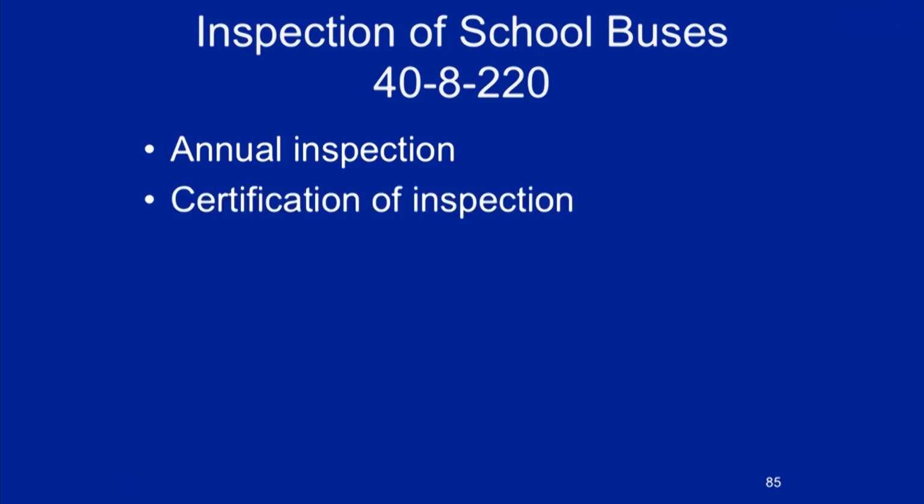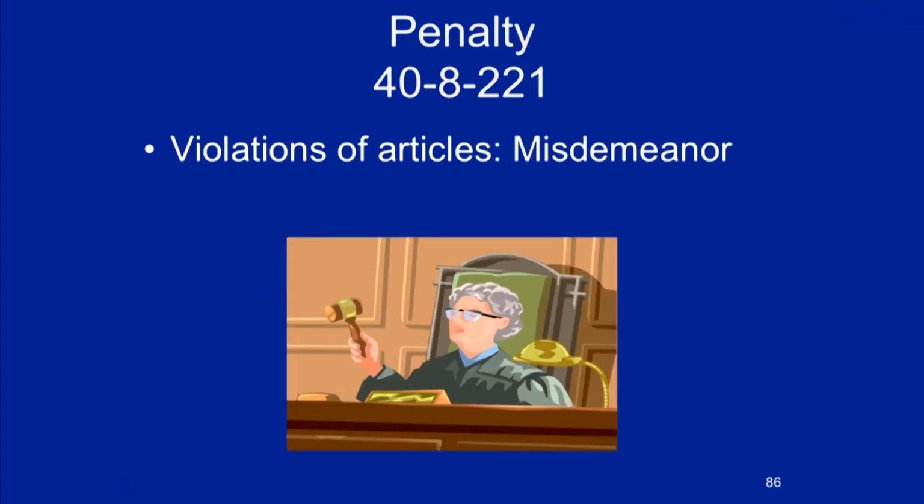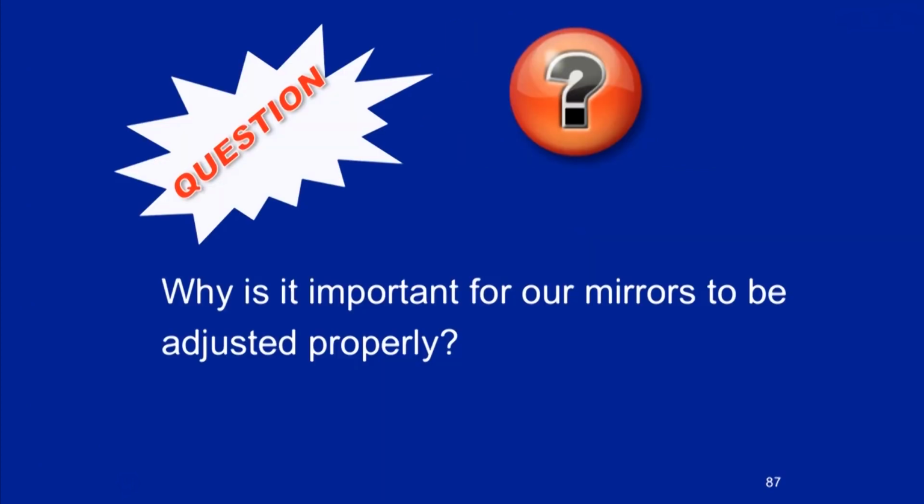When a vehicle has passed inspection, it is given a certification of the inspection. If it doesn't pass, it is taken immediately out of operation until such time that the defect is repaired or addressed, and it is then able to pass inspection. There are no school buses that are exempt from that annual certification process. Just penalties, violations of various articles would be considered misdemeanors.